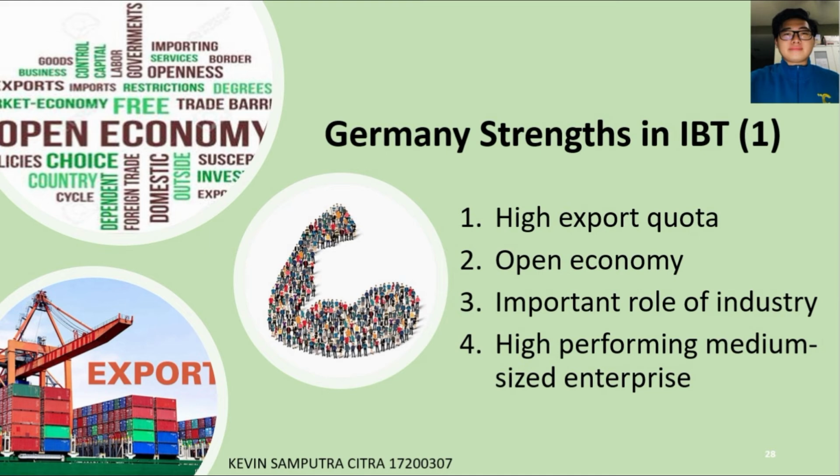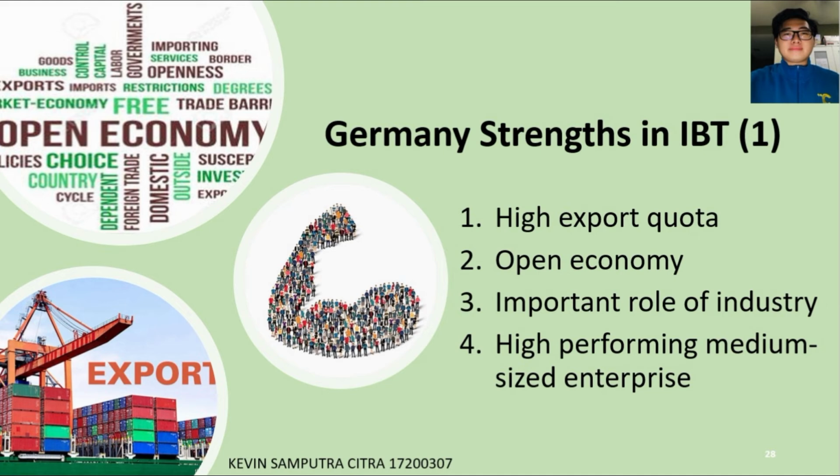Next, let's talk about Germany's strengths in international business and trade, or you can call it IBT. Germany's first strength in IBT is its high export quota. Together with China and the US, Germany is one of the largest exporting nations. In 2018, Germany exported goods worth around 1.26 trillion euros. The export quota was almost 40%, and over 50% in industry.